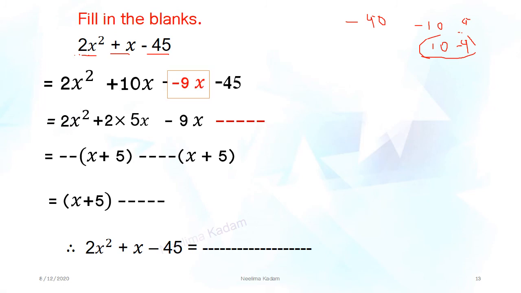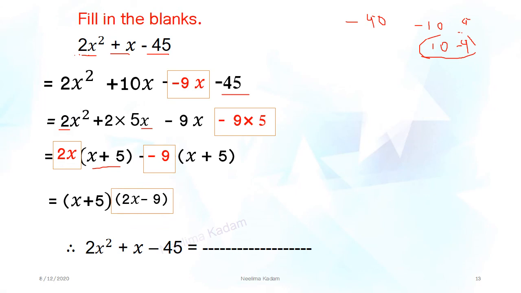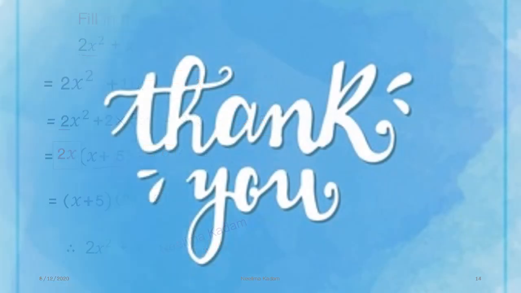Now 2x square as it is, 2 into 5x minus 9x. Again 45 we have to split up as minus 9 into 5. Now here what is common? 2 and x. So 2x in the bracket x plus 5. Again here what will be common? Minus 9 into x plus 5. Now again x plus 5 will be common, remaining 2x minus 9. And therefore factors of 2x square plus x minus 45 will be x plus 5 and 2x minus 9. Okay. Thank you.